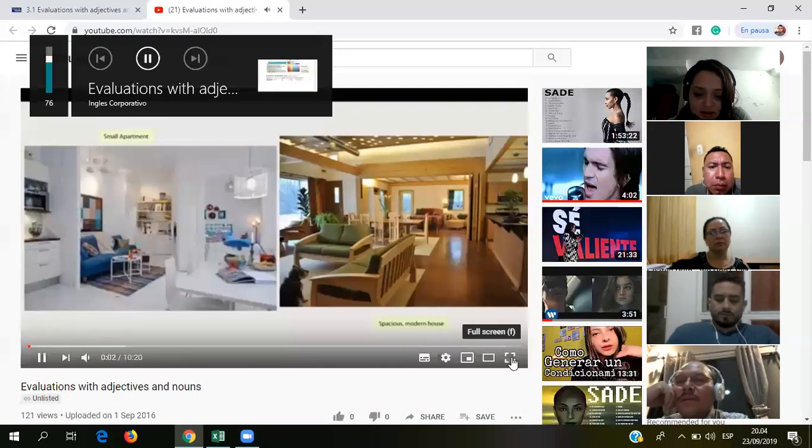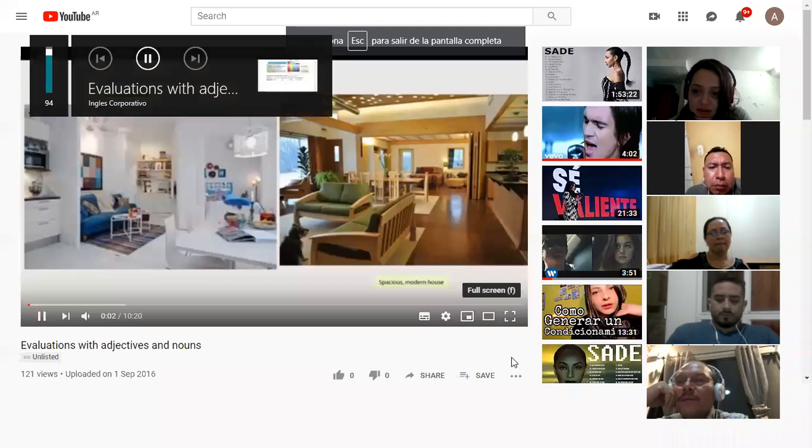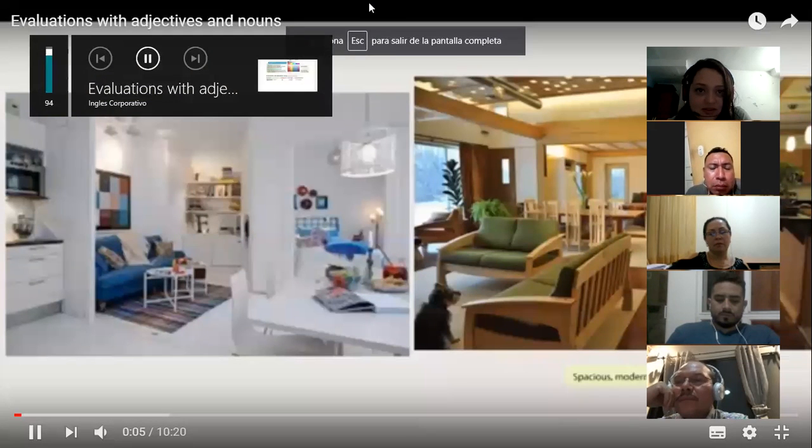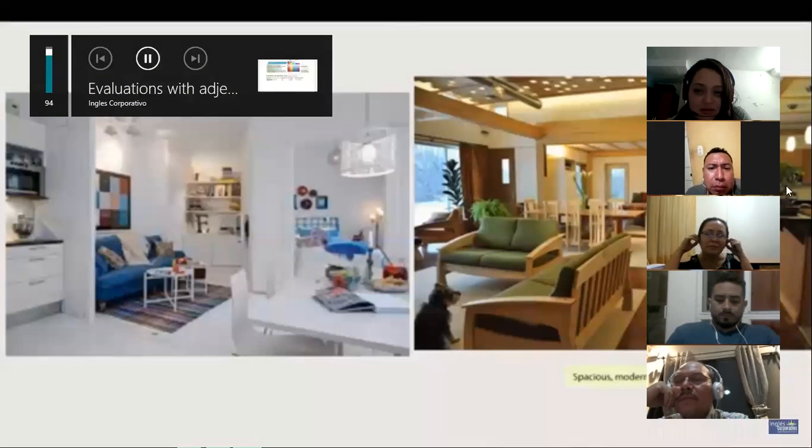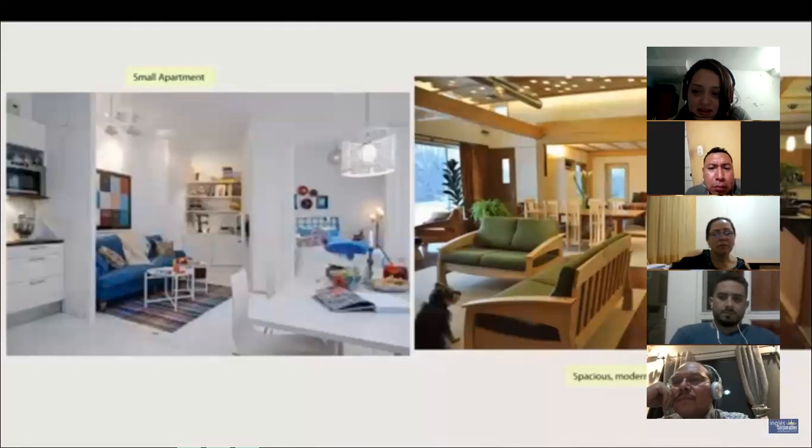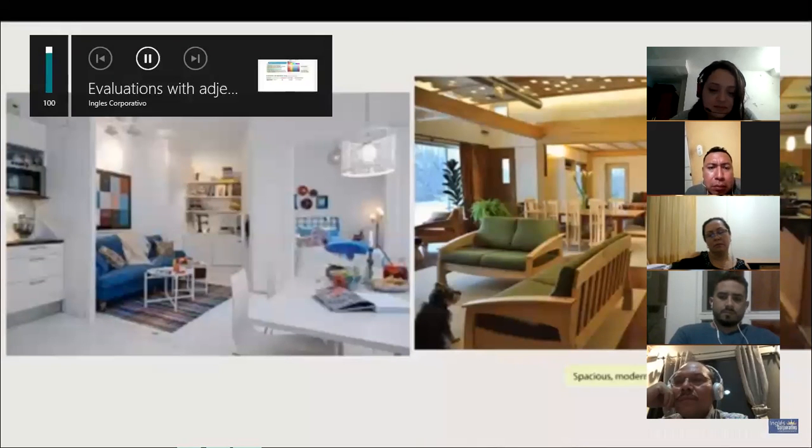In the class, you will be able to give your opinion about houses and apartments, and your own house and apartment. For example, you'll be able to make the following statements: apartments are too small for pets, but houses are too expensive. Houses cost too much money.